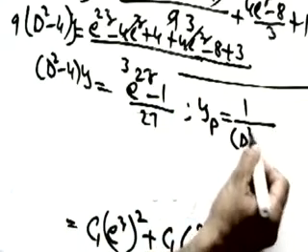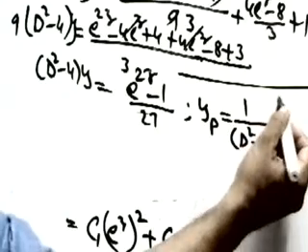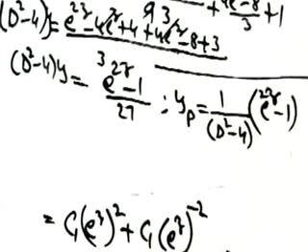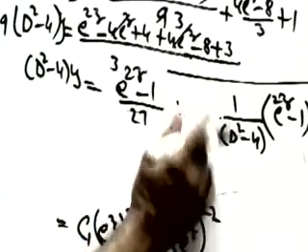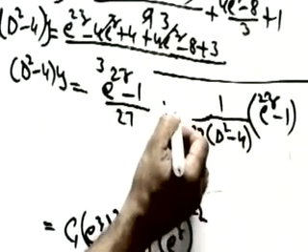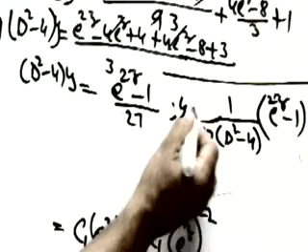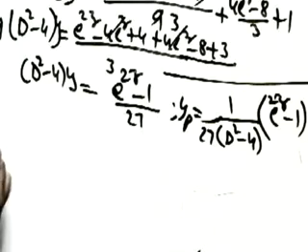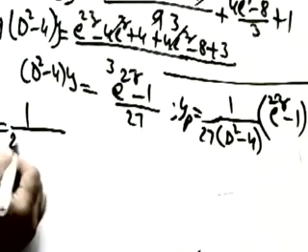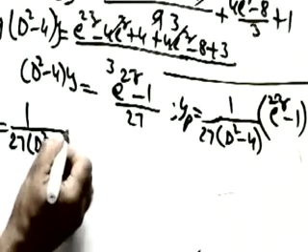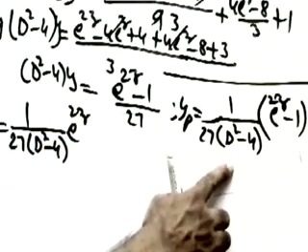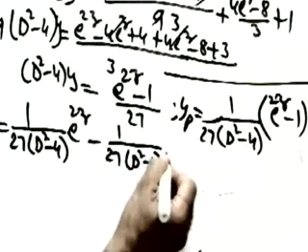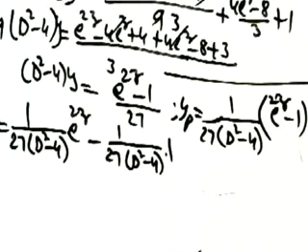Yp equals to 1 divided by d square minus 4 into e power 2z minus 1. We are having 27. Now let me write 27 here. We can take out 27 because it's constant. So yp equals to, now you separate these two. You see here I'm writing yp equals to 1 by 27 into d square minus 4 into e power 2z, this one, minus 1 by 27 into d square minus 4 into 1.